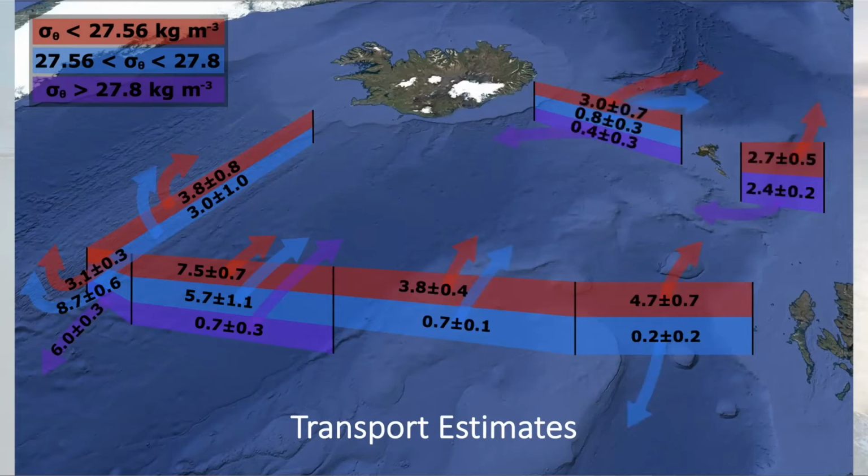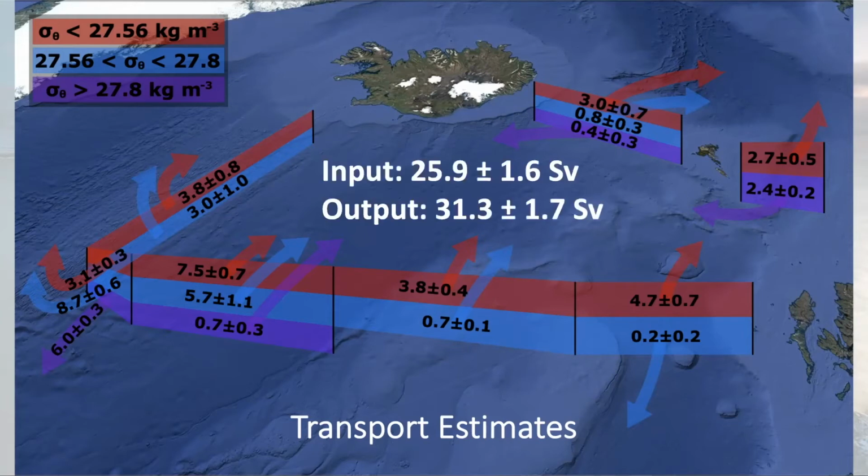And then finally, local estimates found that there's about 3 sverdrups of overflow entering this region and about 6.5 sverdrups exiting further north of this North Atlantic Current water to eventually cool and turn into overflow water. So if we add this all up, there's a bit of a mass discrepancy of about 5 sverdrups.